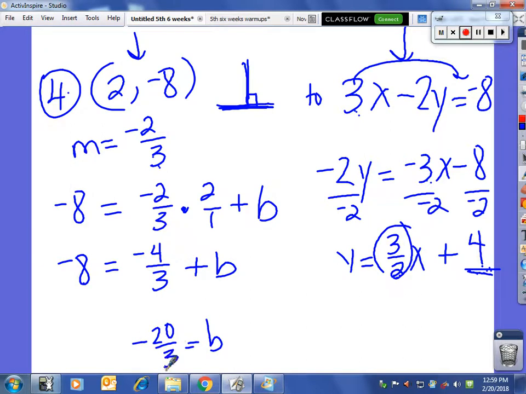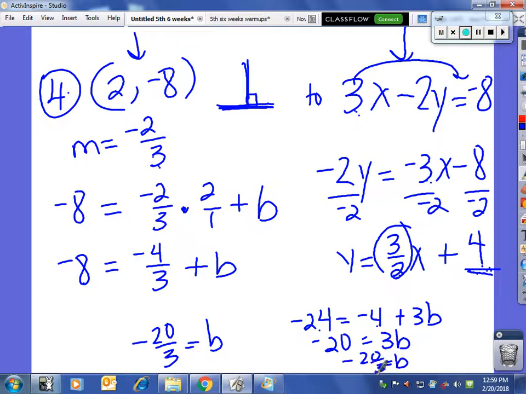If I was a get rid of the fraction person, I would have multiplied everything by 3. So my new equation would now be negative 24 equals negative 4 plus 3b. Add 4 to both sides, and I'm going to get the exact same answer. I'd get negative 20 equals 3b, so b equals negative 20/3. Whether you're a calculator guy or a get rid of the fraction person, you're going to get the same y-intercept.